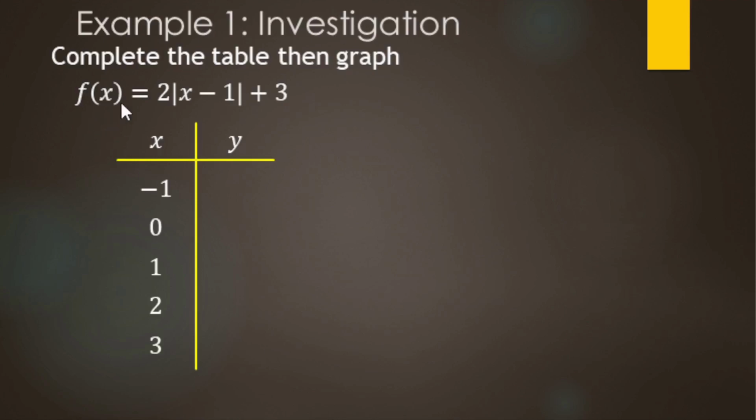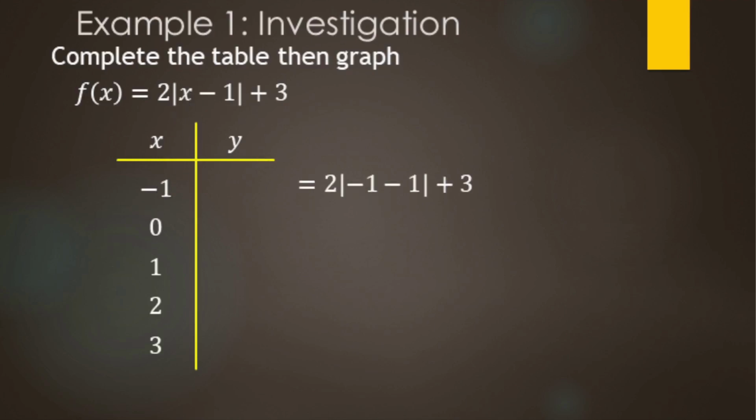So here we go. We have f of x equals 2 absolute value of x minus 1 plus 3. So for this row here, we're just going to make a table of values and plot all the points and then figure out the shape from there. For the x is negative 1, we're going to replace the x with a negative 1. So x becomes negative 1.